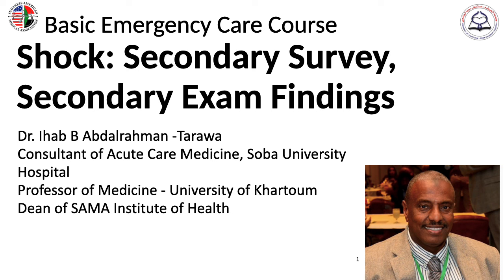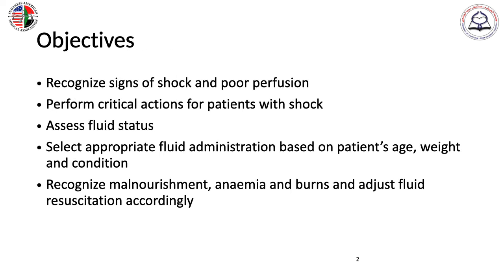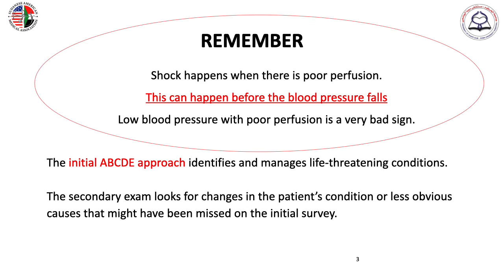This is about shock, secondary survey, and here we would like to discuss secondary exam findings. We mentioned the objectives: to recognize signs of shock and poor perfusion, perform critical actions for a patient with shock, how to assess fluid status, select appropriate fluid administration based on patient age, weight, and condition, recognize malnutrition, anemia, and burn, and adjust fluid resuscitation accordingly. Remember that shock is tissue hypoperfusion.